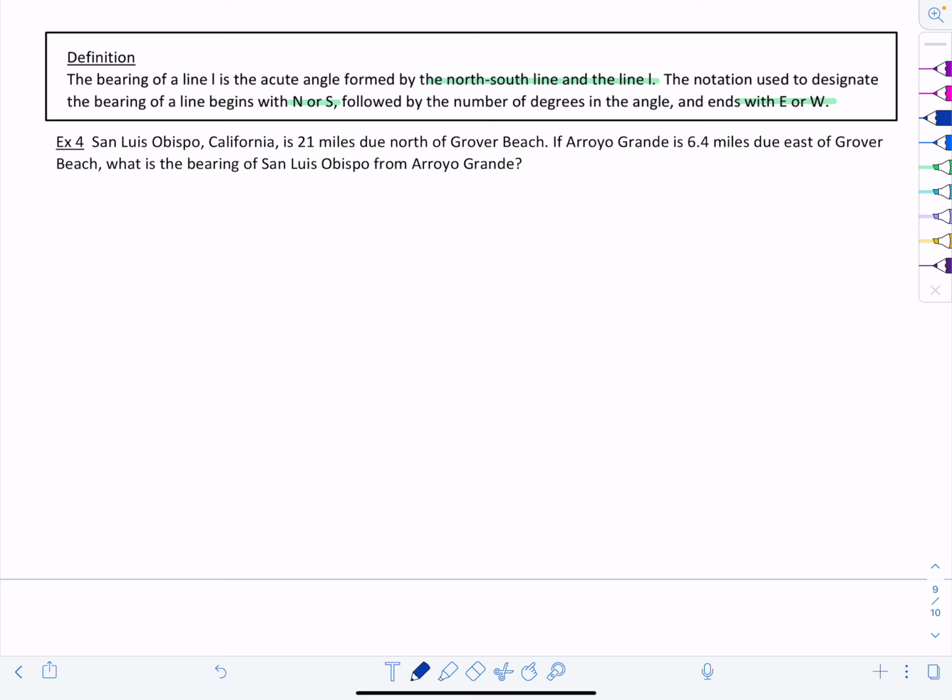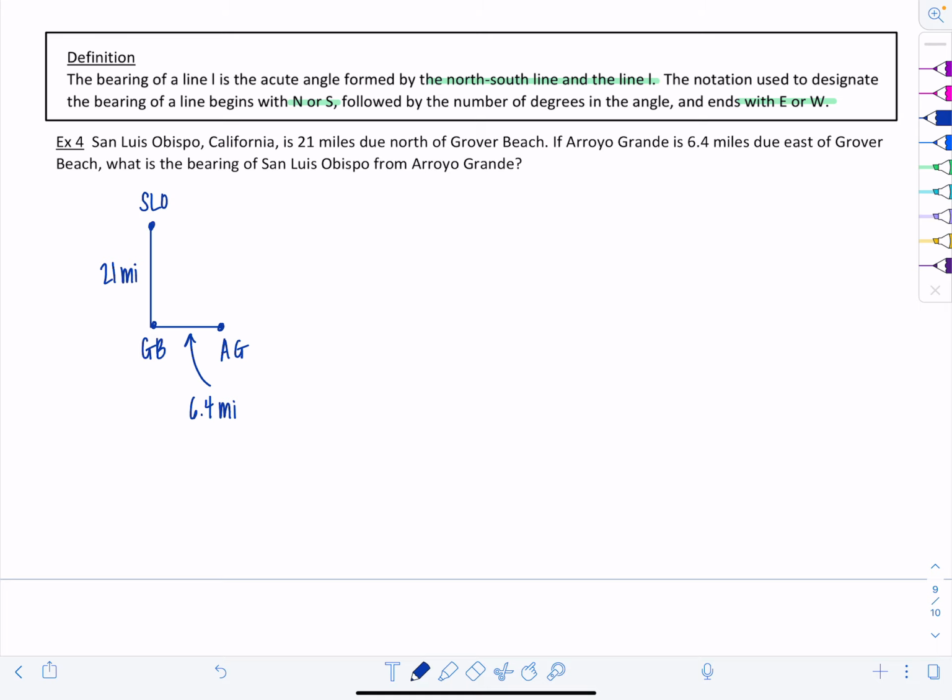San Luis Obispo, California is 21 miles due north of Grover Beach. Okay, so here's Grover Beach, and apparently SLO is 21 miles due north of there. If Arroyo Grande is 6.4 miles due east of Grover Beach, this is Arroyo Grande, and they're telling me this right here is 6.4 miles. What is the bearing of San Luis Obispo from Arroyo Grande?